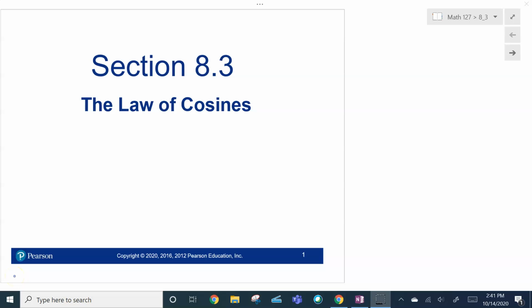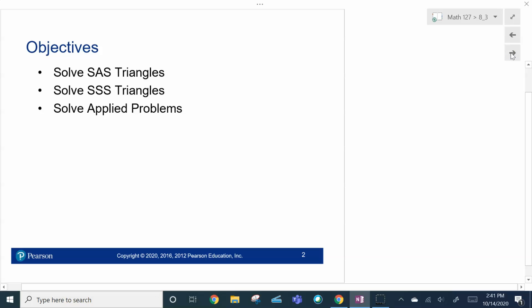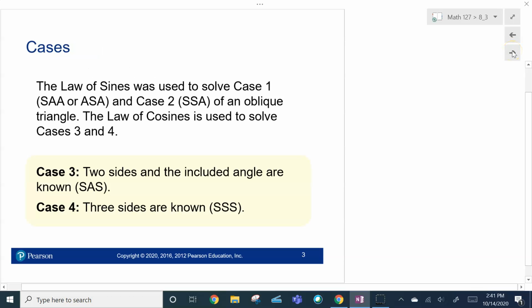We're going to take a look at the law of cosines. Here are our objectives today, as well as we'll solve two situations, two cases for side-angle-side and for side-side-side. So case 3 and case 4, as we mentioned in the law of sines lesson.